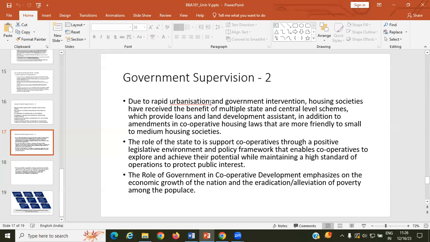Two important things we studied in this chapter. One is government intervention, other is the trend of cooperative society before independence and after independence.